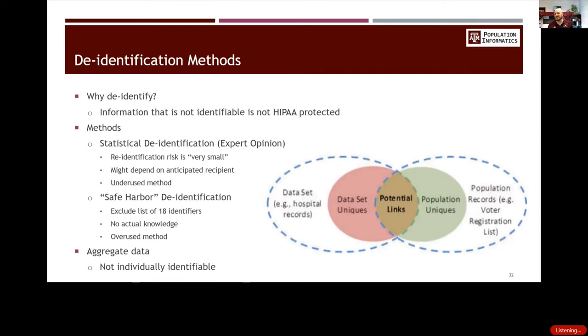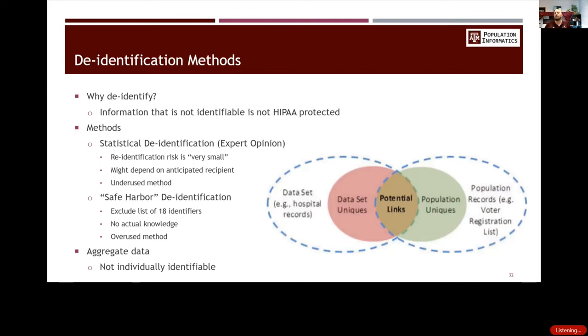One is statistical de-identification, often called the expert opinion method. And in my personal opinion, I think this is a far underused method in the law. It's where an expert provides statistical manipulation or redaction or somehow alters the data in such a way that the risk for re-identification is, quote, very small. And this could depend on who is receiving the data, whether they're sophisticated, whether they're a layperson. It may differ.